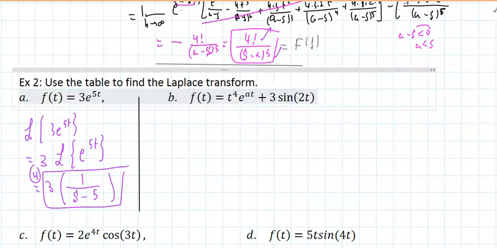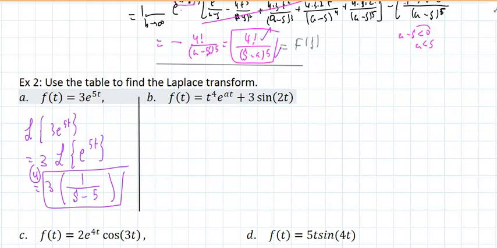And if I wanted to do this problem, the Laplace applied on t to the fourth e to the at plus 3 the sine of 2t.